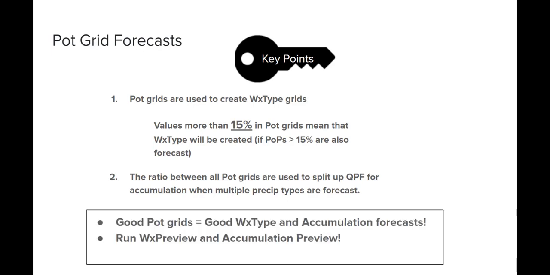Having good POT grids means that you'll have good weather type and accumulation forecasts as well. In other words, garbage in, garbage out. So ensure your POT grids aren't garbage, that they generally match your forecast thoughts.